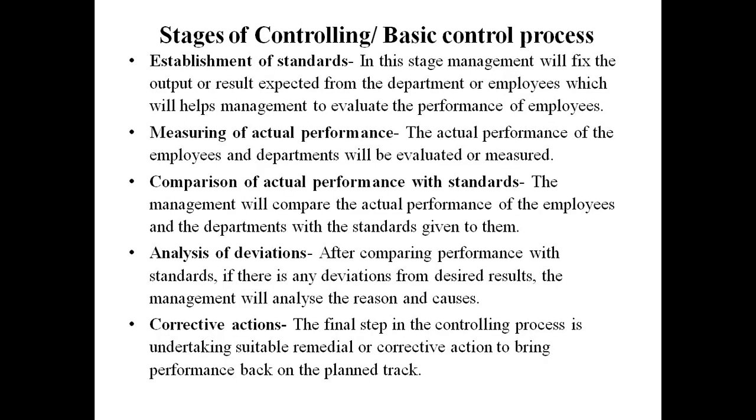Then coming to the next topic, that is stages of controlling or the basic control process. The steps or the stages involved in a controlling process are: the first one is setting up of standards, or the establishment of standards of performance. The process of controlling commences with the determination of standards of performance for all phases of the organizational activity.